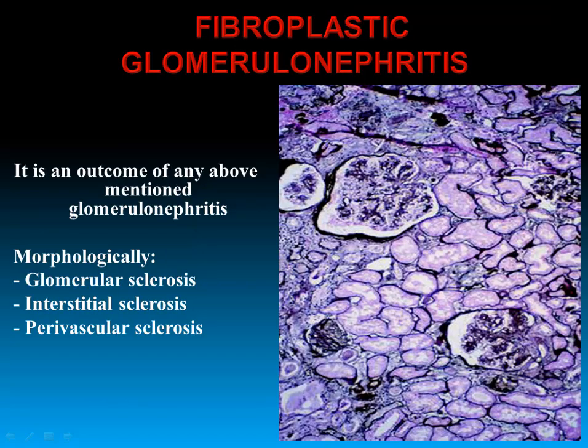Fibroblastic glomerulonephritis is the outcome of all the above-mentioned types of glomerulonephritis. It's total replacement of glomeruli with connective tissue, so glomerulosclerosis. Additionally, it's sclerosis of periglomerular stroma, which is located around the glomerulus, and sclerosis of peritubular stroma located around convoluted tubules. Also, perivascular sclerosis is seen, replacement with connective tissue of the tissues around blood vessels.